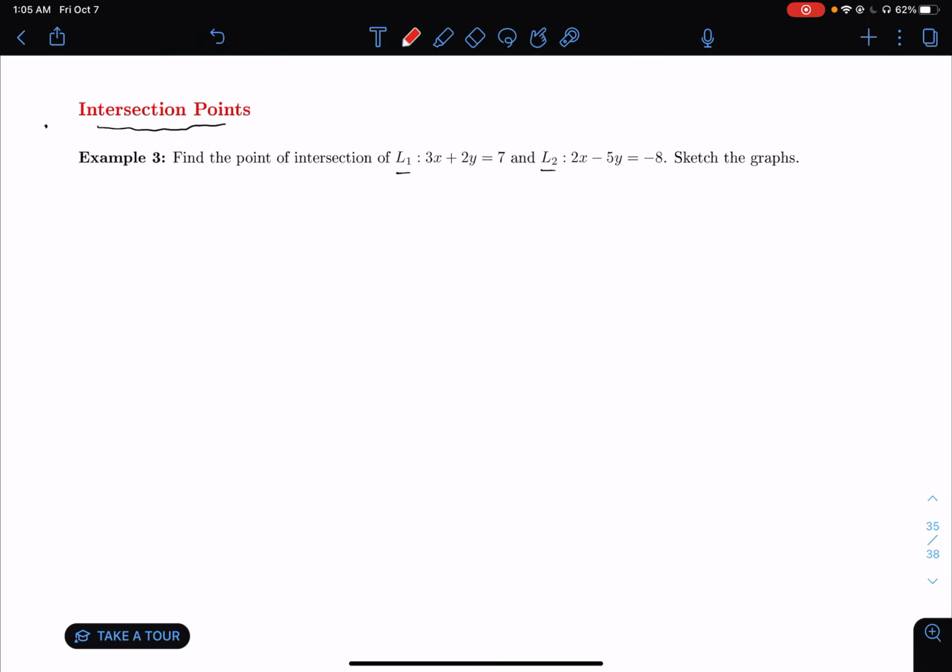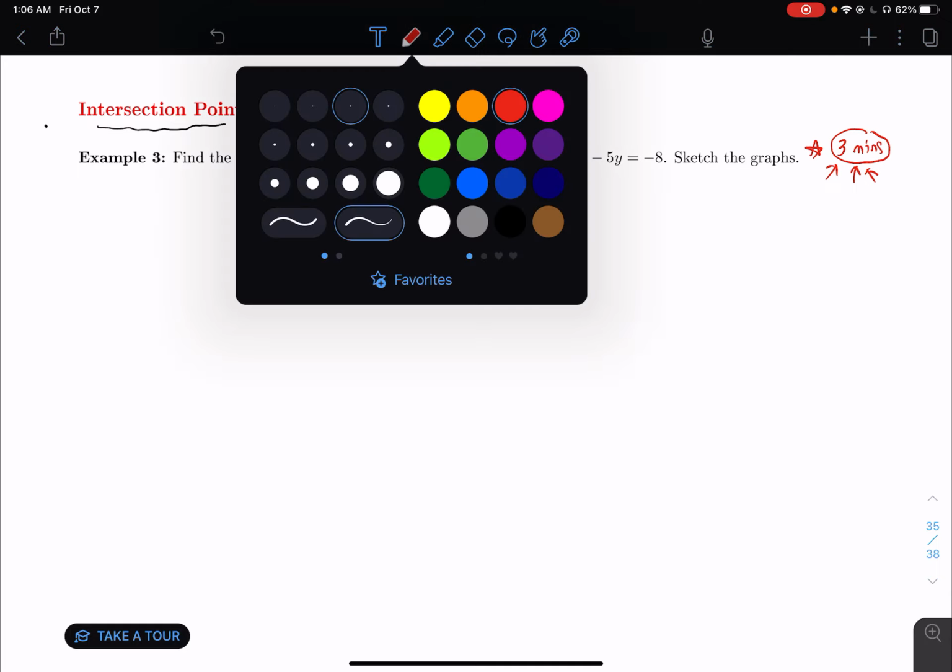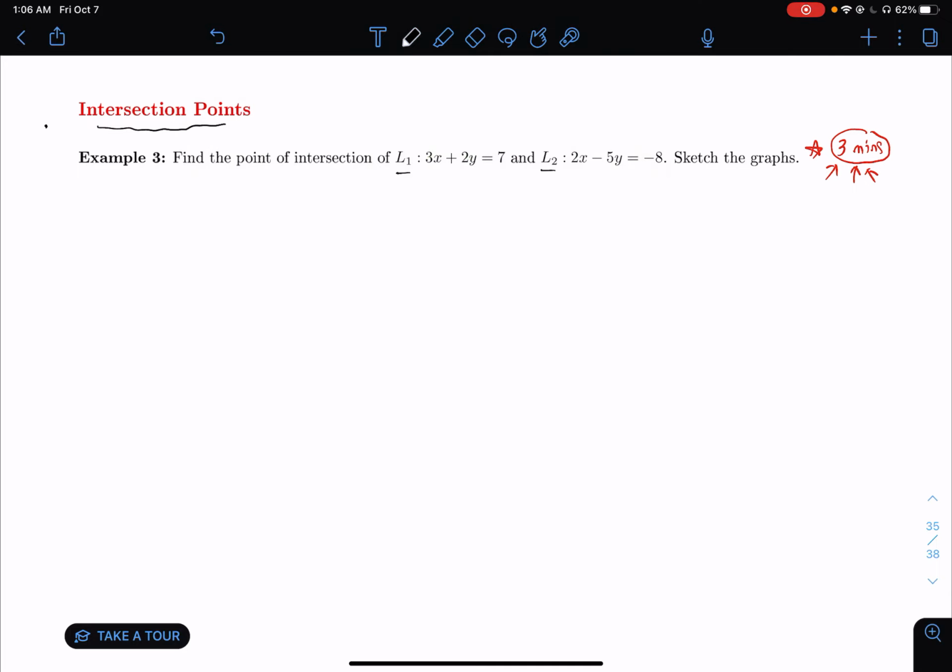So I want to begin by giving you an opportunity to try this. Pause the video for about 3 minutes and try this question. See if you can remember what to do to get an intersection point of two graphs. All right, so hopefully you paused the video and tried it for about 3 minutes.